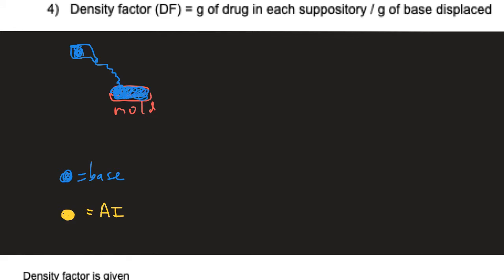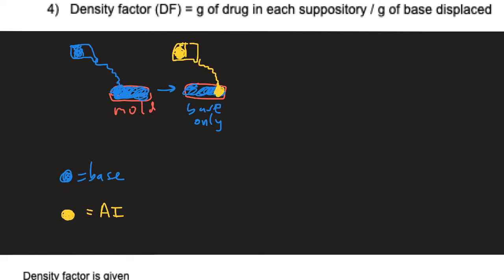So now this mold has turned into a base only mold. So now you're going to actually make the medicated suppository. So now you're going to add the AI, or the active ingredient. So you got your beaker here, filled with your AI. And then you're going to pour this AI into your mold cavity.